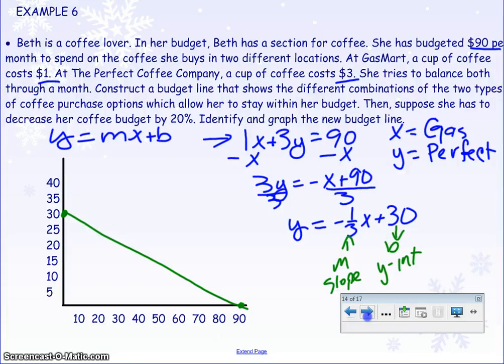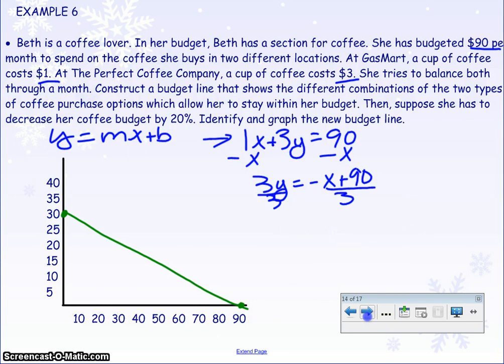It says then, suppose she has to decrease her coffee budget by 20%. Let's identify and graph the new budget line. So let me go ahead and erase a couple of these bits of information here. I'll keep up the first equation. Now it's saying that her coffee budget has been reduced by 20%, which means she only has 80% of her coffee budget. 100% minus the 20% means that she has 80%. So 80% of $90 is $72.